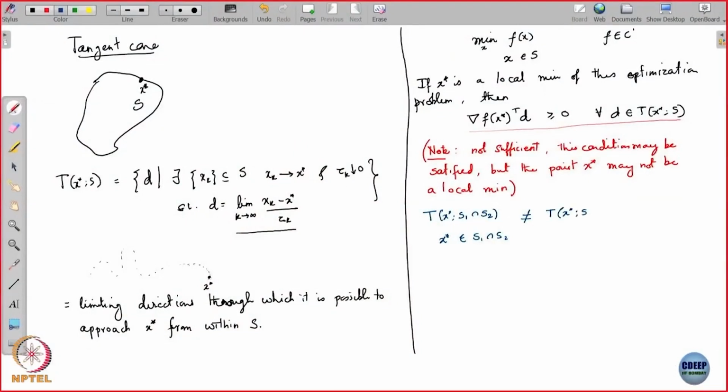So, in general, you cannot construct it by simply taking the tangent cone of the point S star with respect to S1 and with respect to S2 and then taking the common region of the other two. If you do this, you would in general get a much larger set. So the intersection is actually just a subset of this larger set.